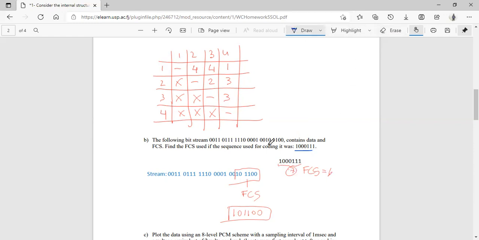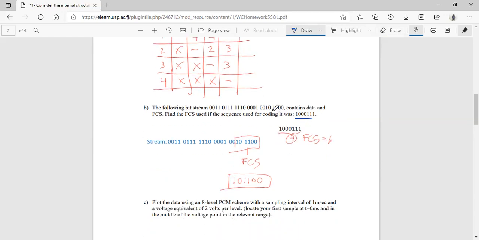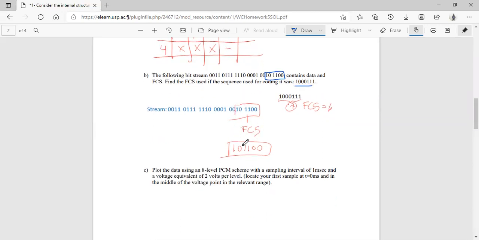So what do we do? The FCS is added at the end of this data stream, right? So the 6 bits at the end of this data stream are my FCS. Extracting these 6 bits from the end of the data set, these 6 bits form my FCS. You can see this is what has been highlighted. So these 6 bits are my FCS. So the FCS value is 101100. Okay.